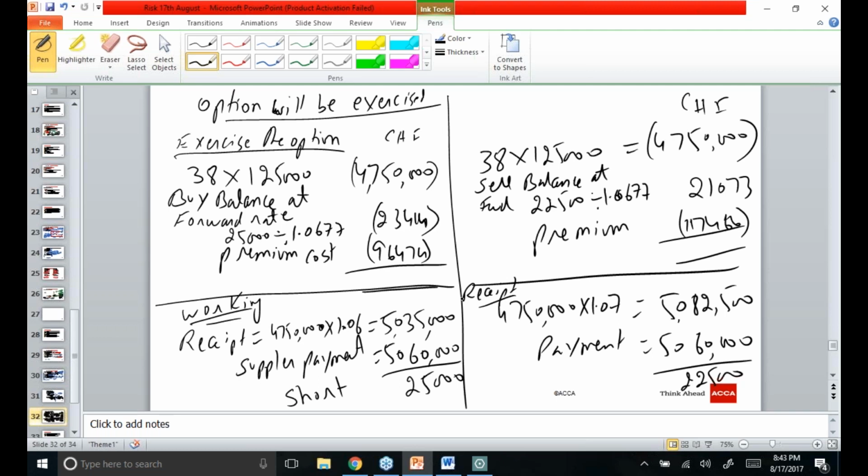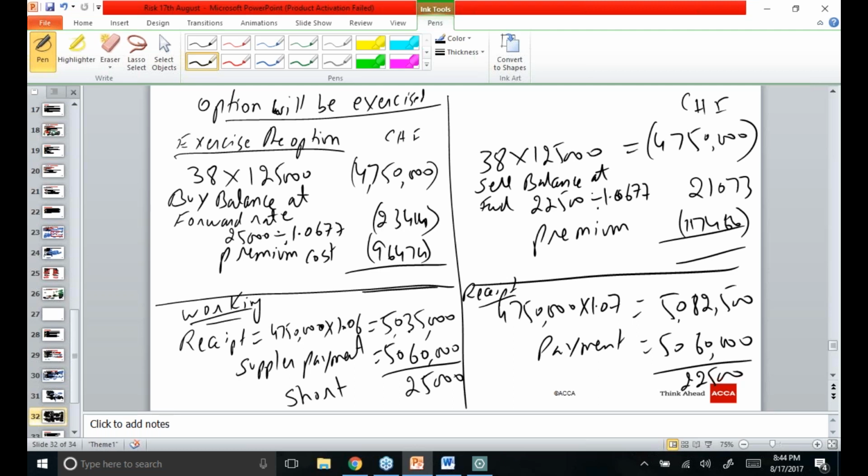And last step, I'm again repeating the steps. Take an assumption that you will exercise the option. Just think what contract you have done. In this part, we have a long CHF put option. That means you will pay CHF. 38 contracts, one contract has 125,000 CHF. We are going to pay CHF, which means we will receive dollars at the exercise price.